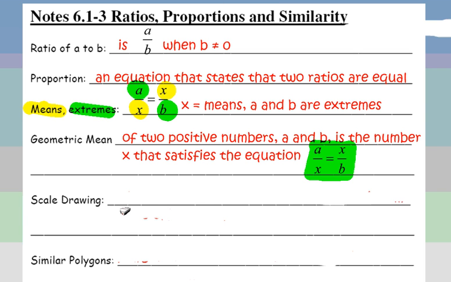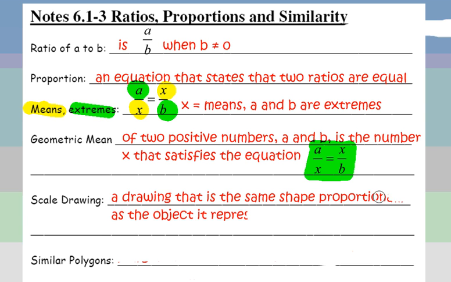Okay, and then a scale drawing is a drawing that is the same shape proportionally as the object it represents. A scale drawing is the reason why blueprints aren't the same size as the house, right? It's why we can draw things on paper to represent much larger things. Those are known as scale drawings.